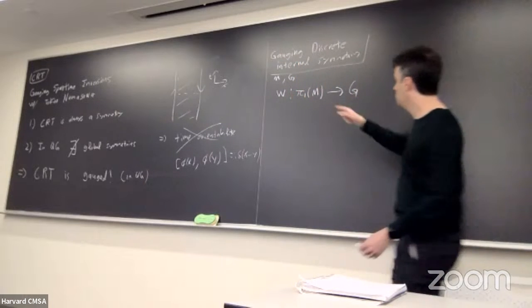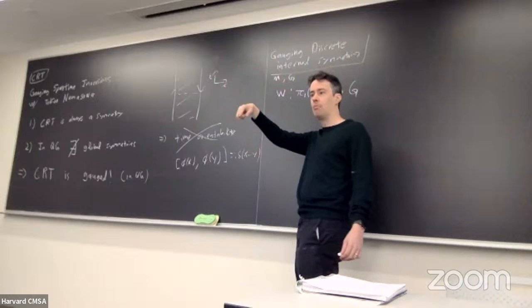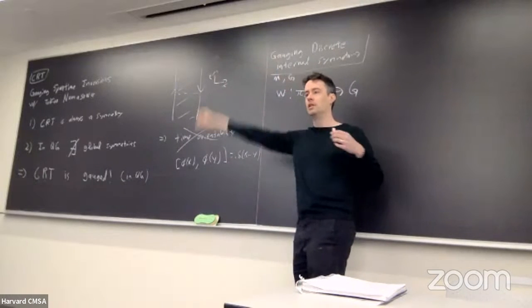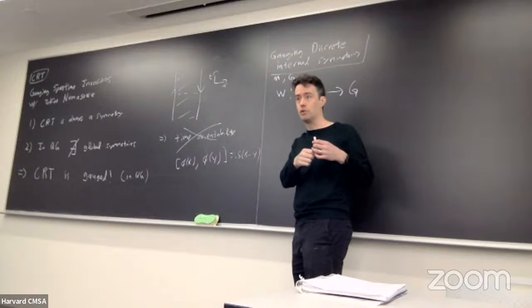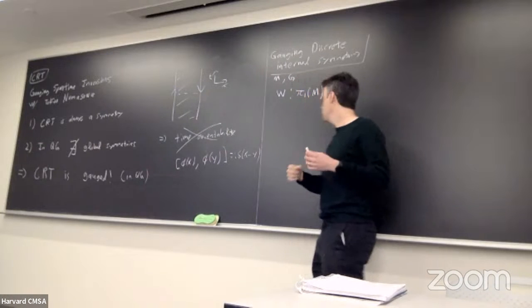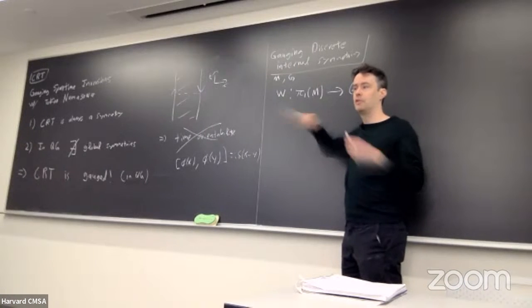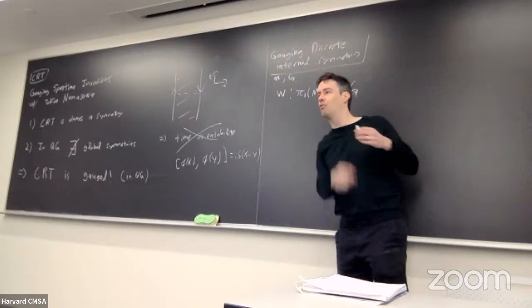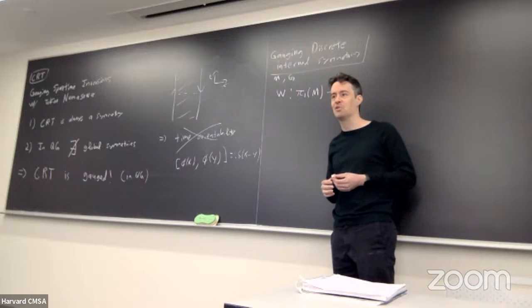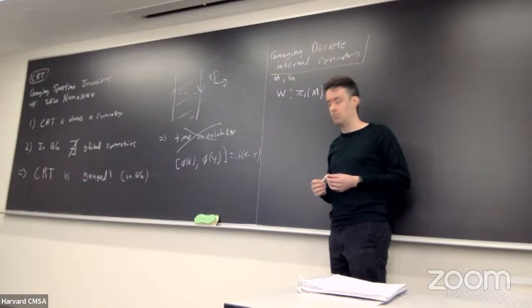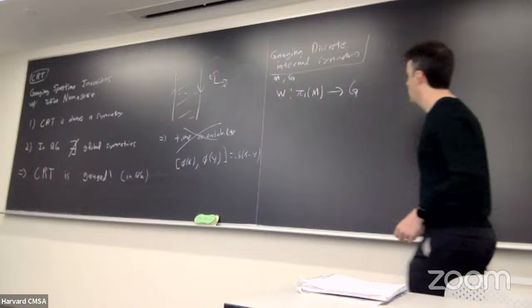The idea is for each closed loop in M, I have to tell you what the holonomy is if I drag a charged object around the loop. The holonomy is given by this homomorphism. It has to be a homomorphism because if I go around this loop and then I go around that loop, I should just multiply the holonomies.